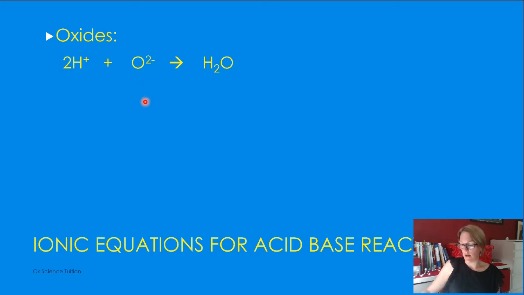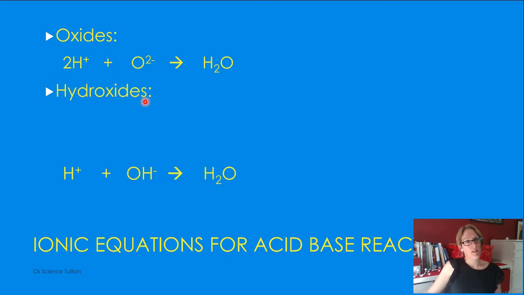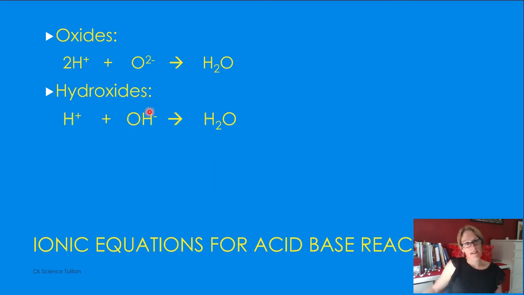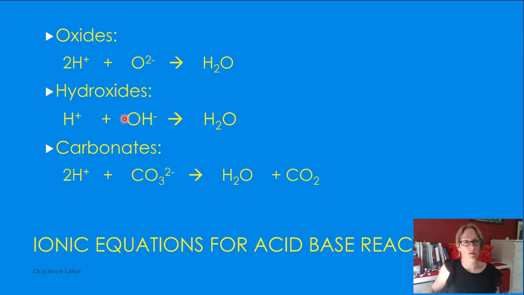Let's have a look at the ionic equation for hydroxide. Well, hydroxide already has a hydrogen in it, and it only has a 1- charge. So I only need to add 1 H+ to my OH- to make water. This is something you see also happen in electrolysis when the hydrogen and the hydroxide ions split up in water, and that's why water conducts electricity slightly. And then carbonates. Well, a carbonate looks a little bit more complicated.